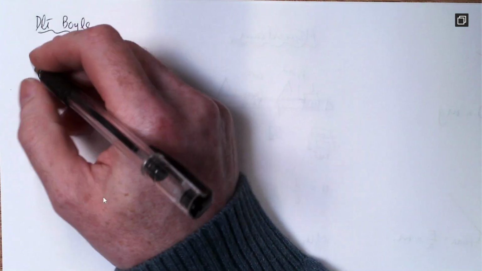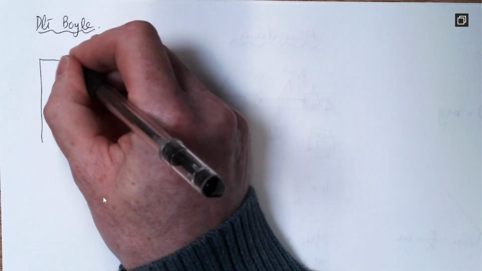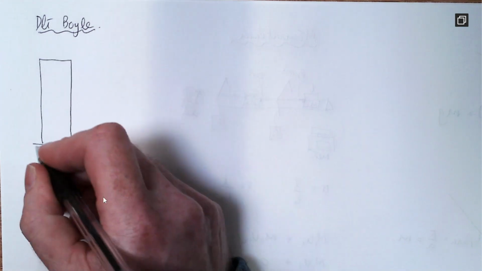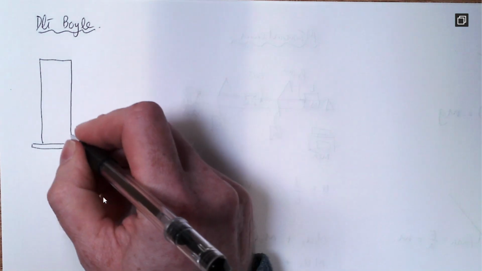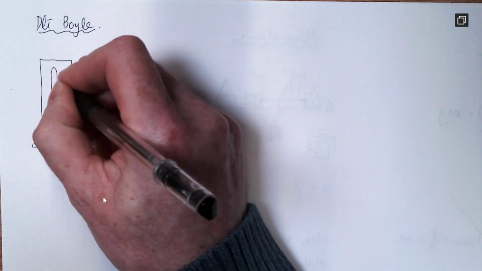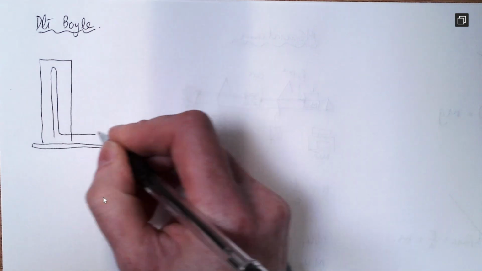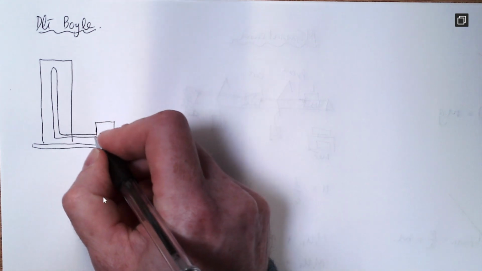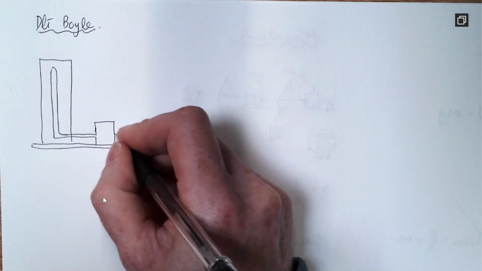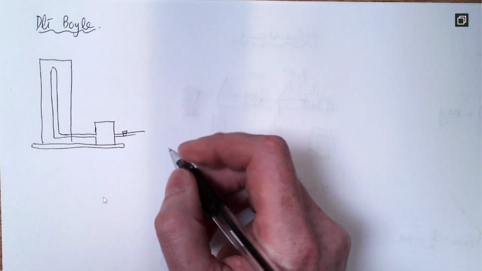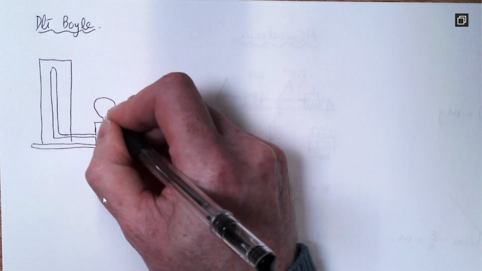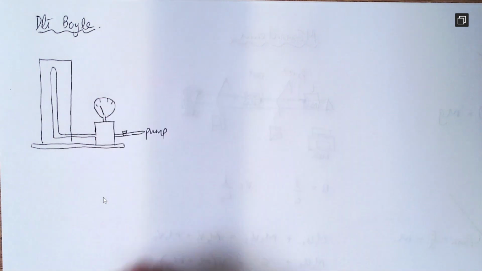Okay, so the tubing, the base. Now the tube which has a nice shot, the oil reservoir, the pump, the pressure gauge.